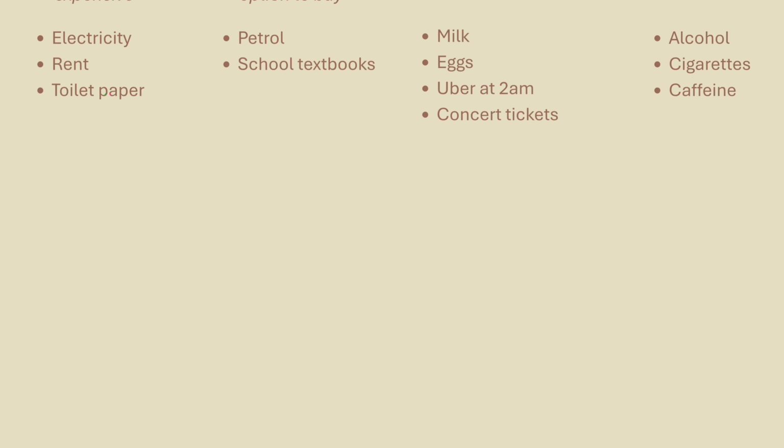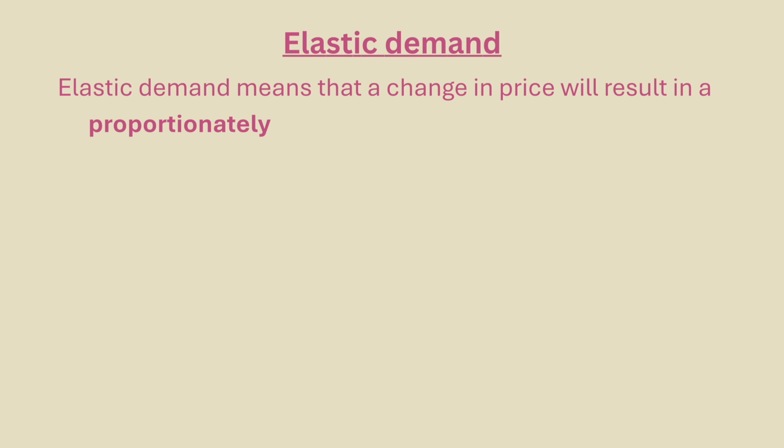Let's look now at the other side of the spectrum, things with elastic demand. Elastic demand means that a change in price will result in a proportionately larger change in quantity demanded. So when the price increases, most people will just choose to buy less of it.